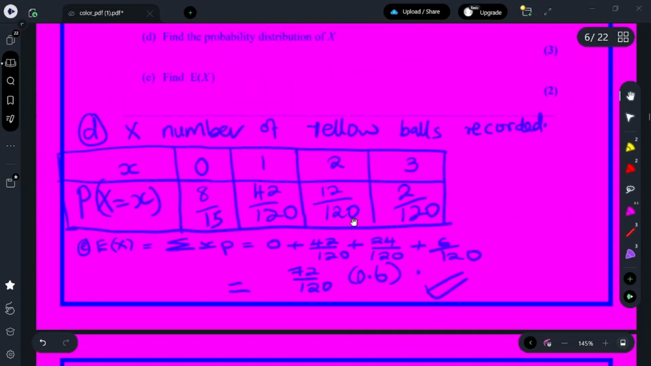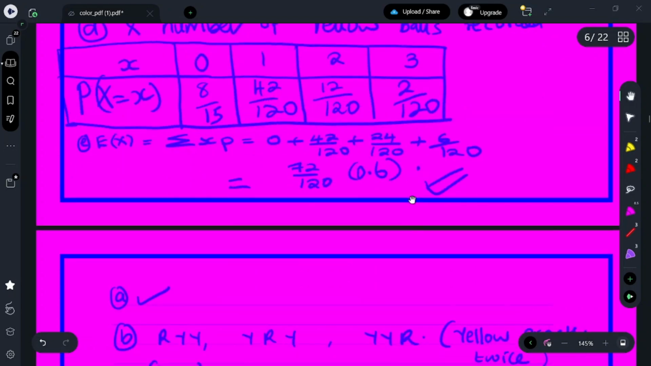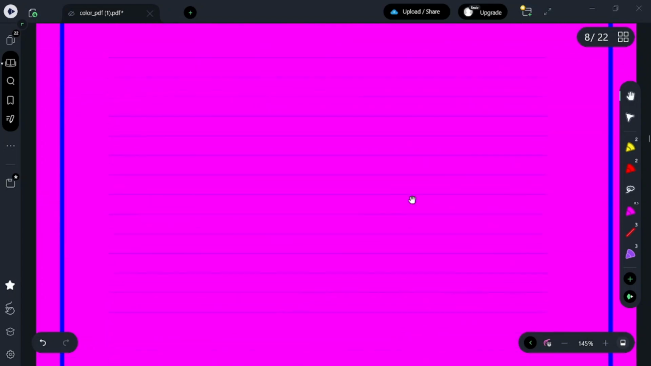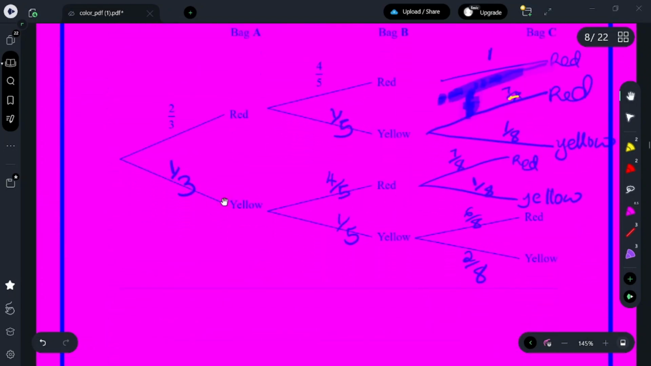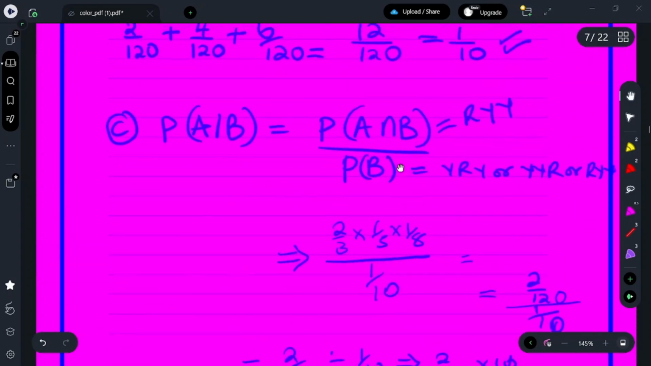12 out of 120. Then we get yellow, yellow, yellow. All recorded are yellows. That is 3. So 2 out of 120. Where do we get that from? Yellow, yellow, yellow: 1 over 3 times 1 over 5 times 2 out of 8. And that is how we get it.